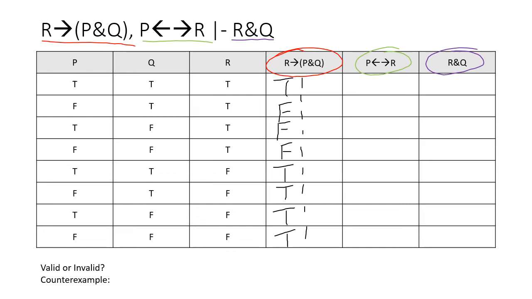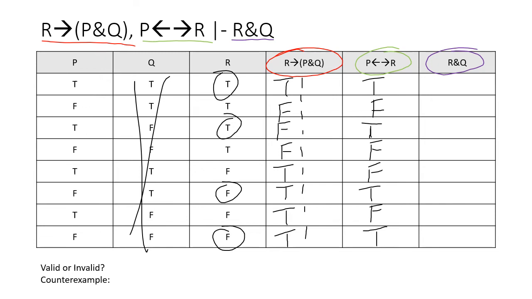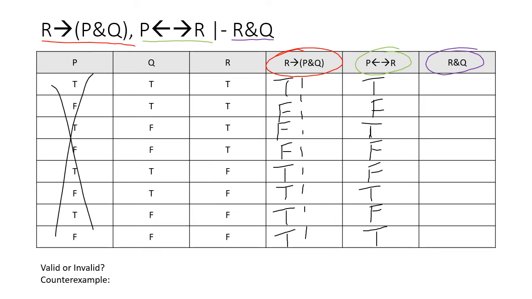Moving on to the next premise, we've got just the double arrow. We can ignore this Q column, so it's going to be true wherever they match. It's like 1, 3, 6, and 8. And then we just got an ampersand for our R and Q. So wherever they're both true, which are just going to be here in 1 and 2. And then the rest of them are false.